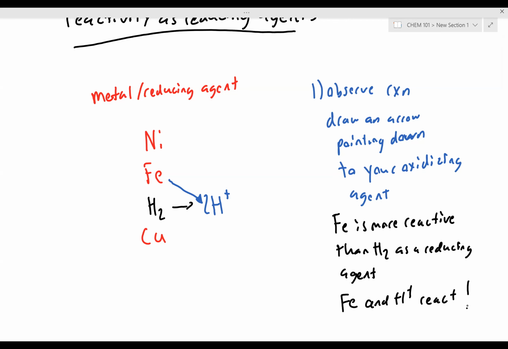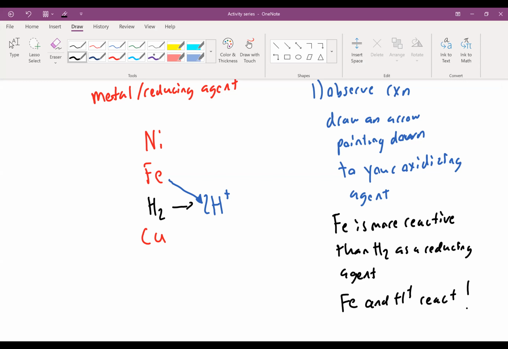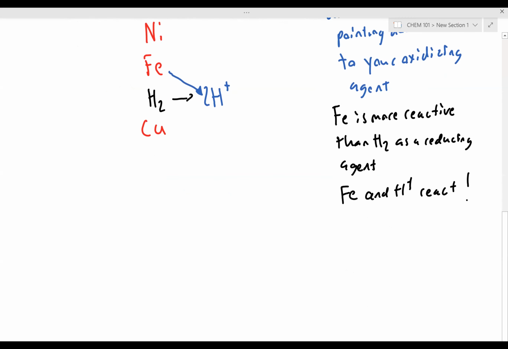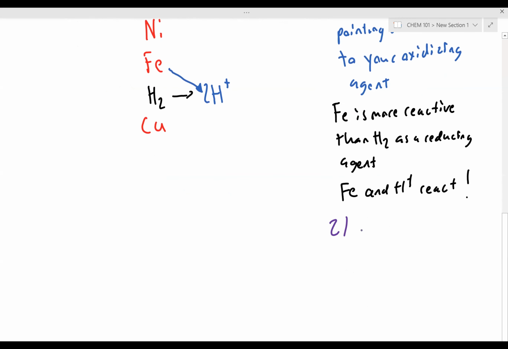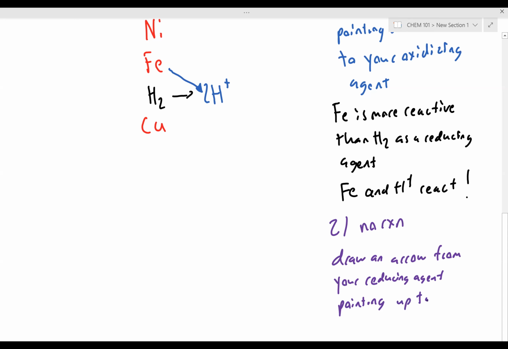Now, in our second case, let's say we see no reaction. So with no reaction, you draw an arrow from your reducing agent pointing up to the oxidizing agent.